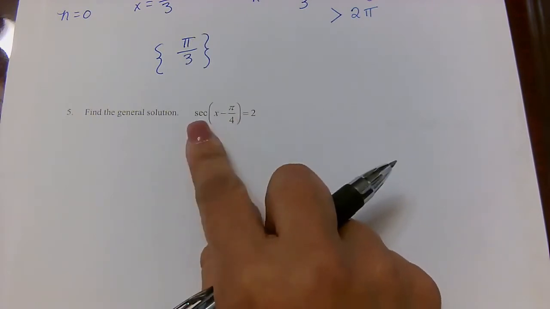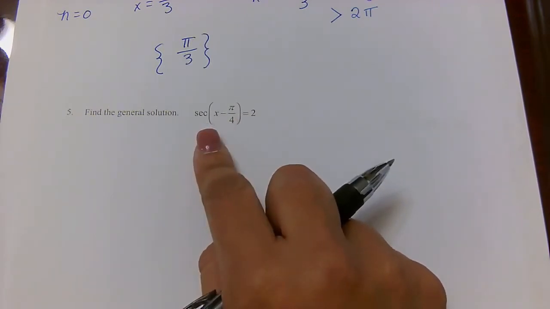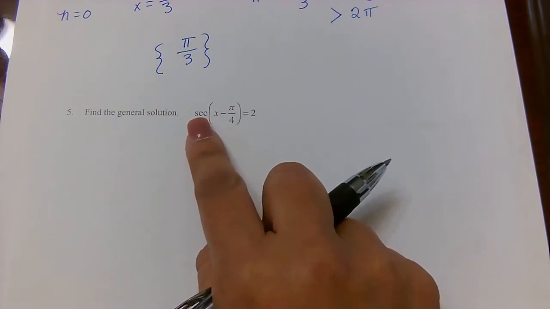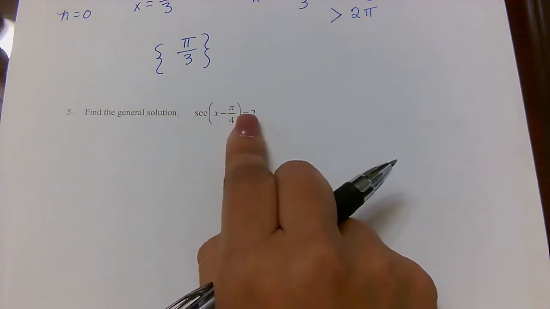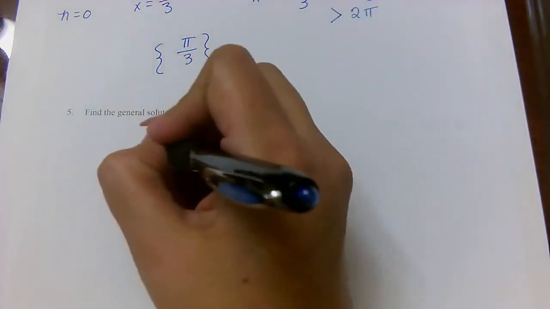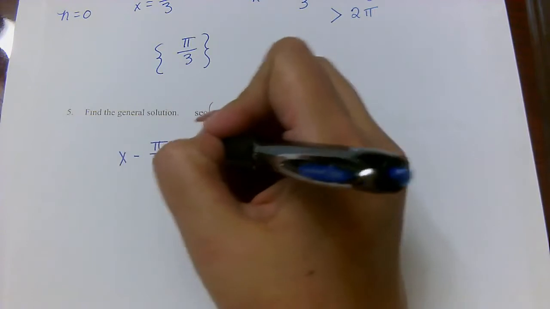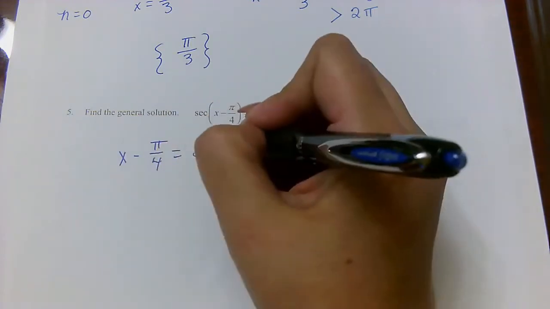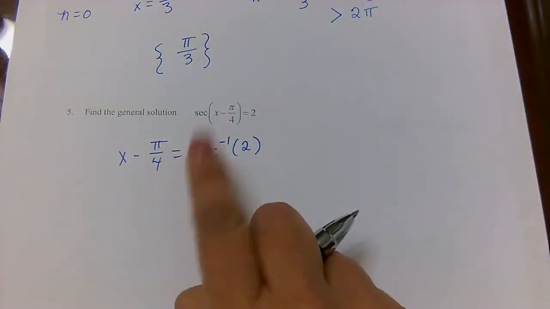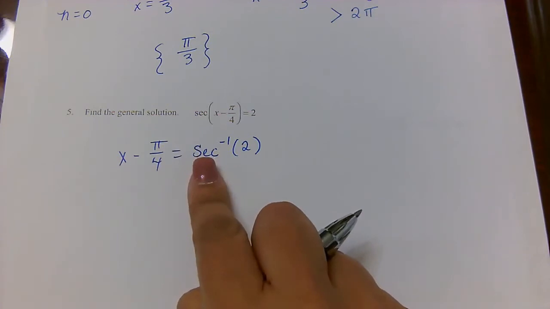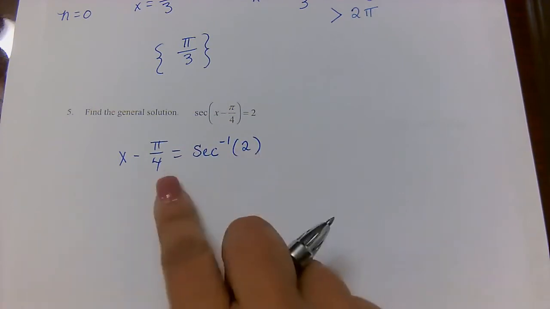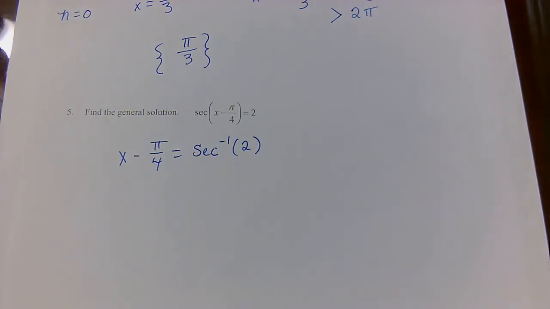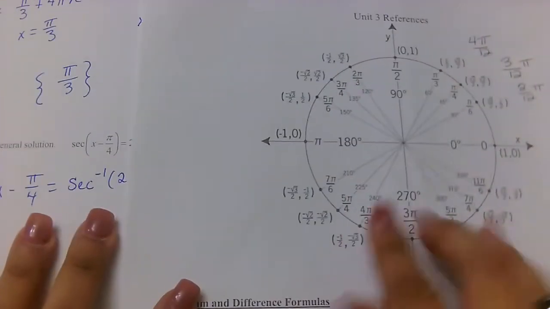We're just going to go ahead and solve for the general equation. First thing I'm going to do is remove the secant from everything inside the parentheses, so I'm going to have to do the inverse. I'm going to have x minus pi over 4 equal to the inverse secant of 2. Remember, secant is the reciprocal of cosine, which is positive in quadrants 1 and 4. Okay, so let's go ahead and use our unit circle to help us find those two values.